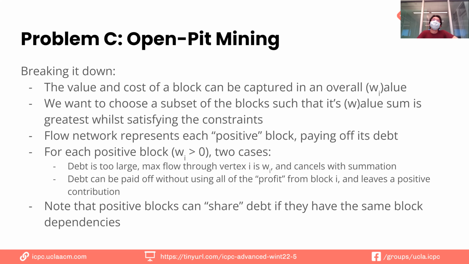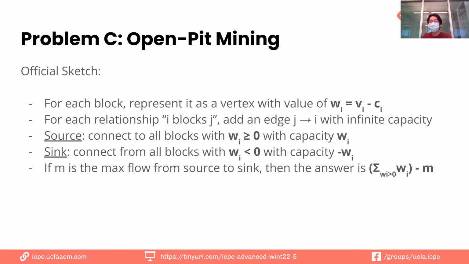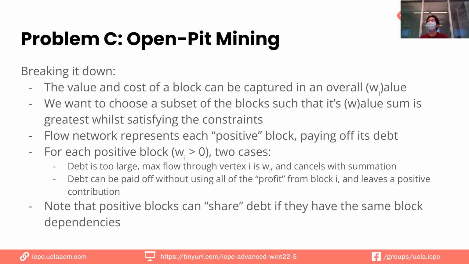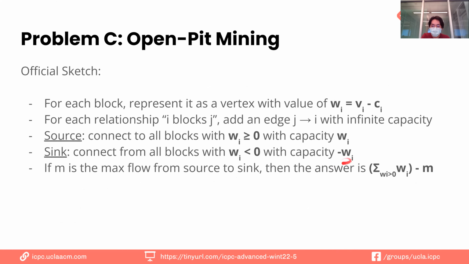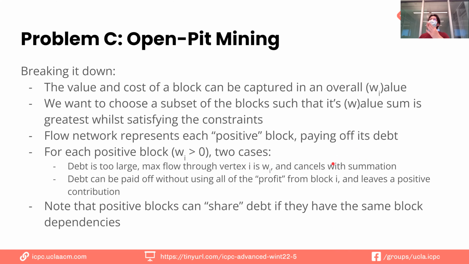So the flow network represents each positive block, which needs to pay off its debt. So it has a set of dependencies. That's why we do it backwards. If we pick a block and we want to attempt to get it, we have to pay off all of its debt. That's why the edges from J to I have infinite capacity, so we can spend as much money to pay off the debt. And then that is subtracted with this part to the sink. So we gain a bunch of money by breaking this block down, but we have to spend it to pay off the debt so that we can make a profit.